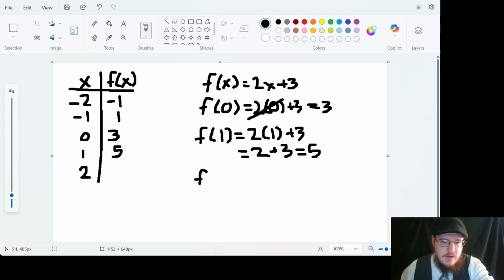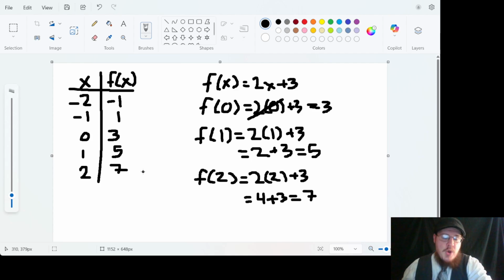Now, final one, f of 2. We do 2 times 2 plus 3. 2 times 2, we got positive 4. 4 plus 3, we get 7. Boom. We have our function here for these values.